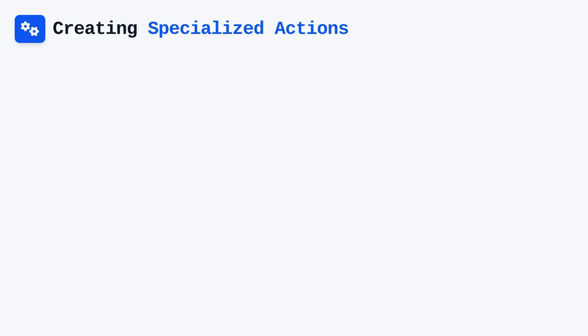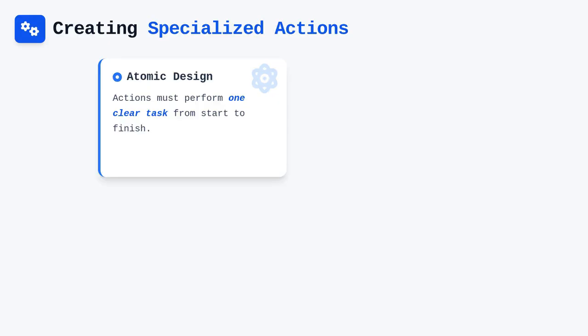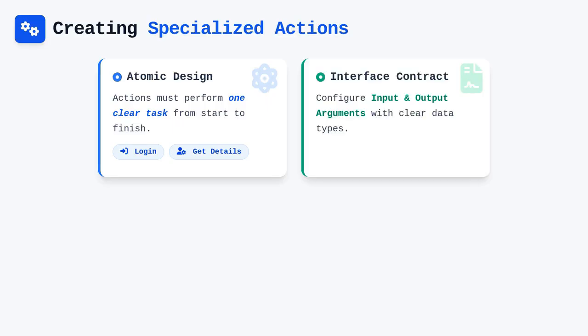Once your elements are mapped, you shift focus to the creation of specialized actions. An action should be atomic, meaning it performs one clear task from start to finish, such as login or get customer details. You must carefully configure your input and output arguments to act as a contract between the Process Studio and your object. By assigning clear data types and meaningful descriptions to these parameters, you provide a self-documenting interface for other developers.